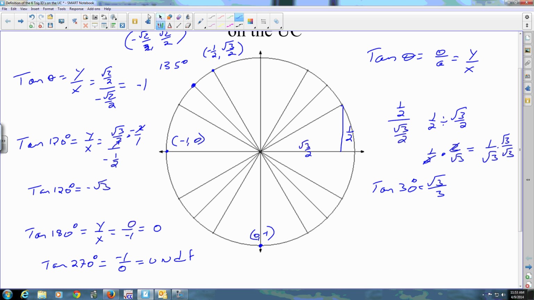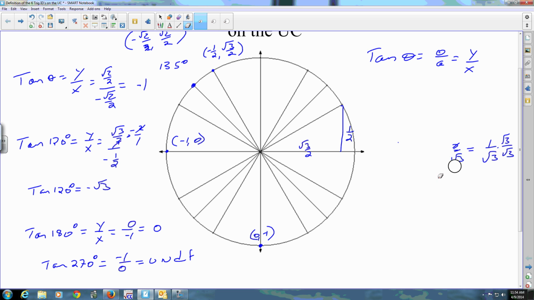Now, what I haven't done with you guys here, and let me erase this right side, are the 6 trig functions with it. I just did sine, cosine, and tangent. Okay, so let's get some of those other identities going with it.